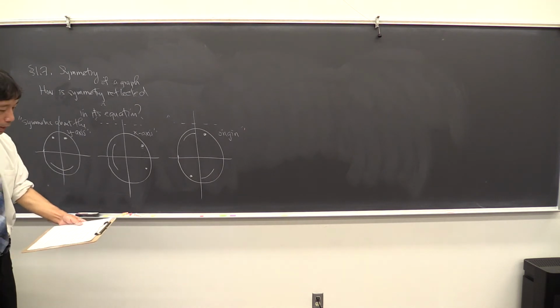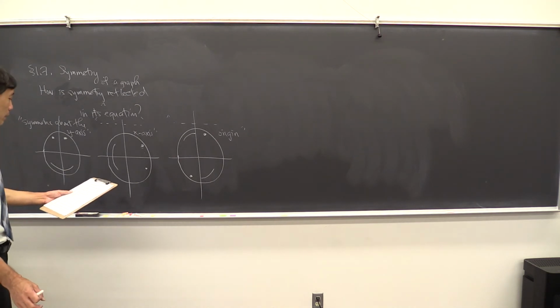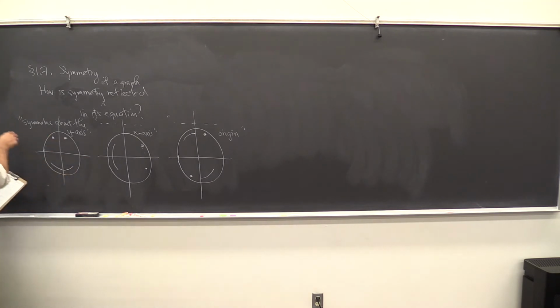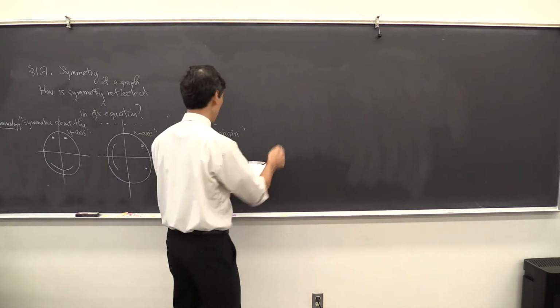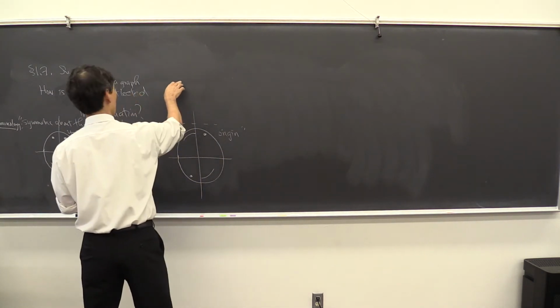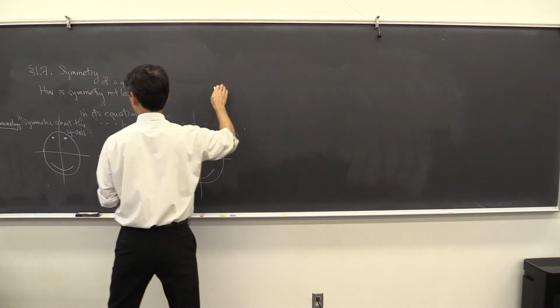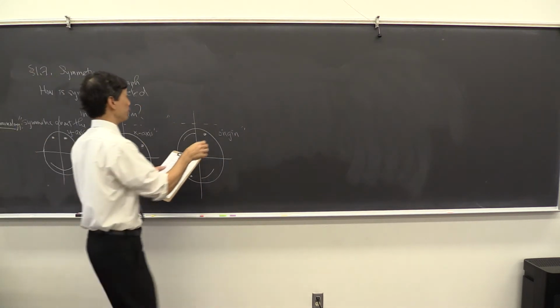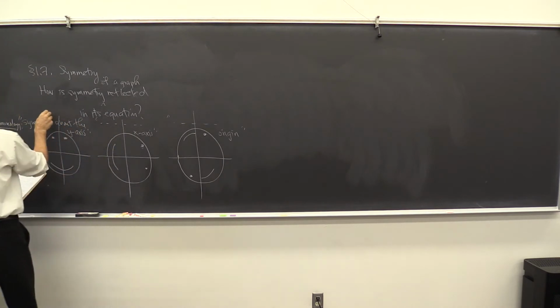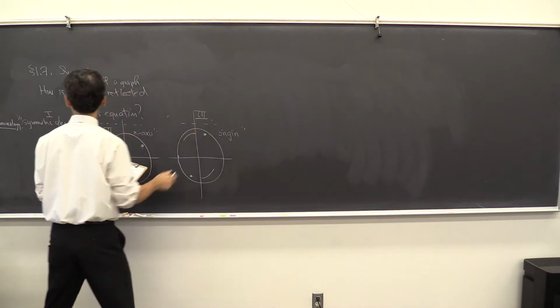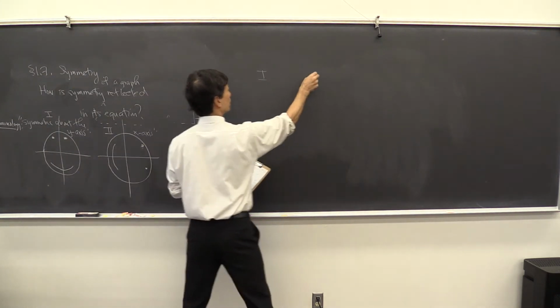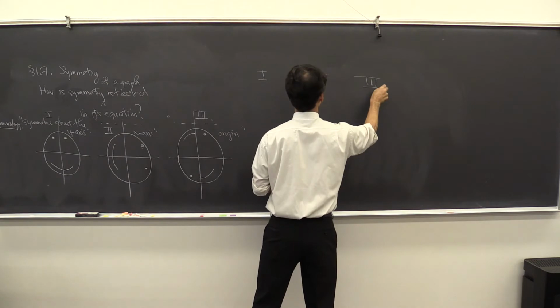Okay, so we've got names for this, sort of terminology: symmetry about x, y, and the origin. As a statement about the graphs themselves, you could say that the first one, so let me just call these guys 1, 2, and 3.